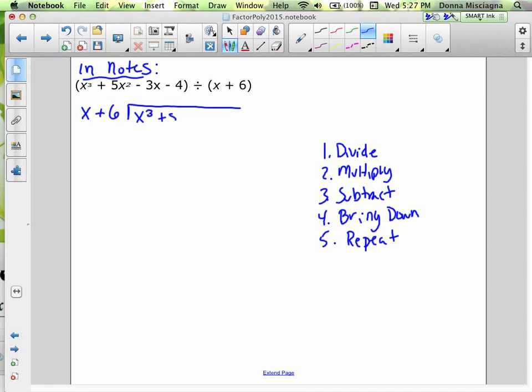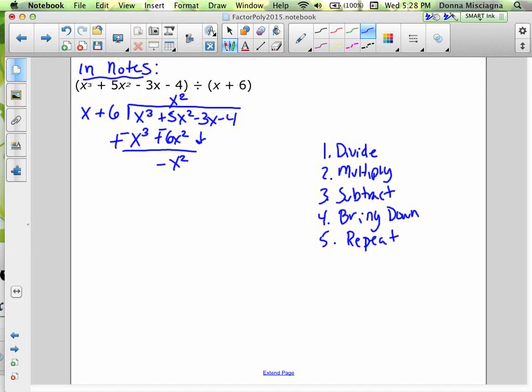All right, so I ask myself, what would I have to multiply x by to get x cubed? I'd have to multiply it by x squared. X squared times x is x cubed. X squared times 6 is 6x squared. Right? And then I subtract, which means to add the opposite. X cubed minus x cubed is 0. 5x squared minus 6x squared is a negative x squared.